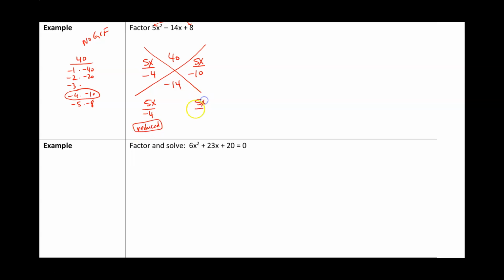However, the 5x over negative 10 is not reduced. I can divide these each by 5. So this gives me x over negative 2. So the 5x over negative 4, this falls over, becomes 5x minus 4. The x over negative 2, the x falls over, becomes x minus 2. And this is your answer.